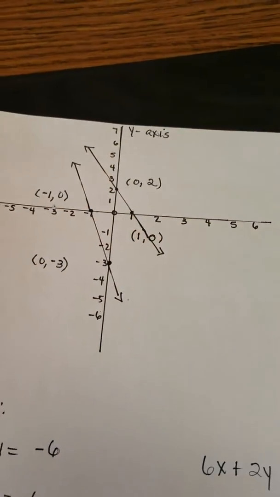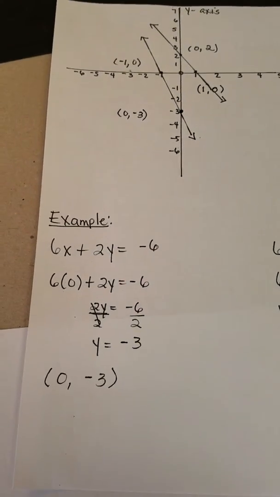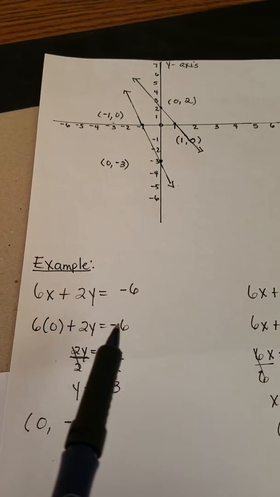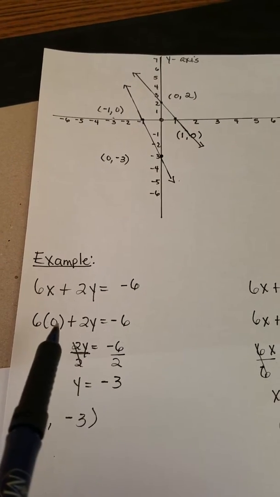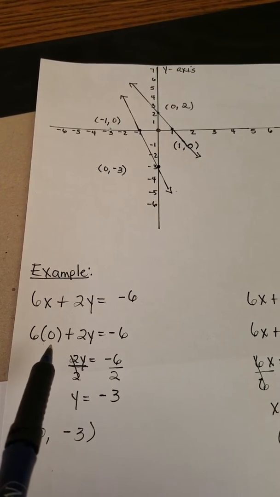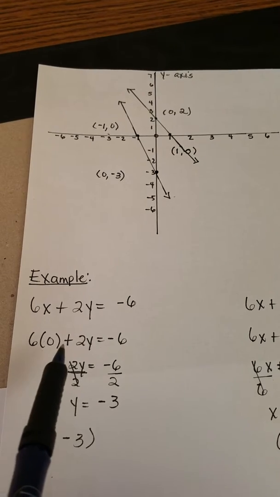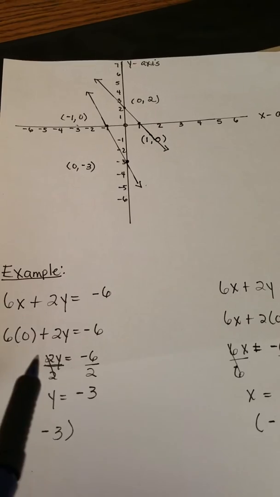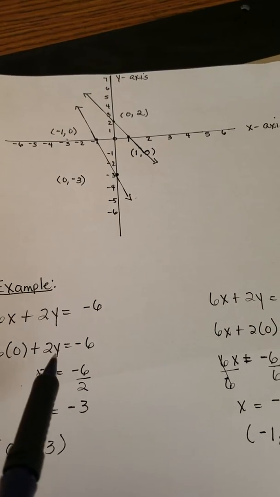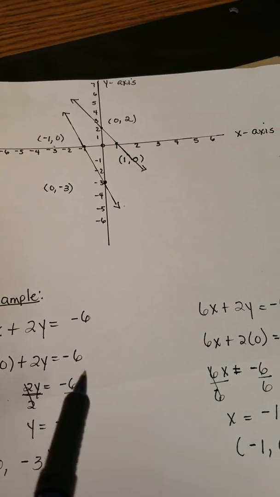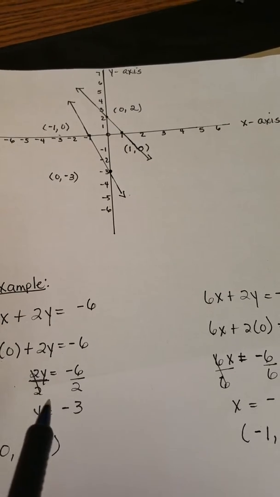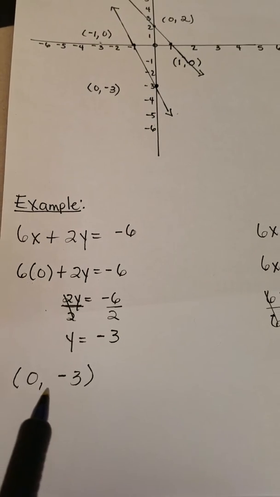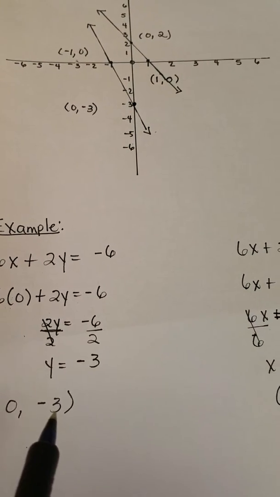The second problem that I did was 6x plus 2y equals negative 6. I wanted to see what it would look like on the negative side. In the place of x, I put 0. So 6x plus 2y equals negative 6. 6 times 0 is 0, so 2y equals negative 6. Dividing by 2, y equals negative 3. So my coordinates are x is 0 and y is negative 3.